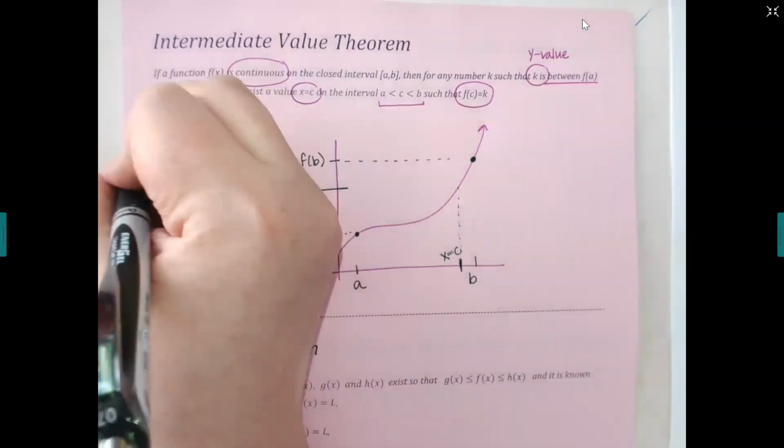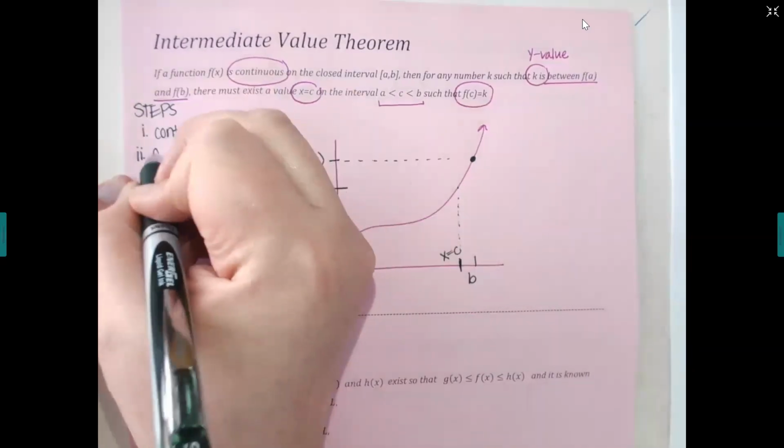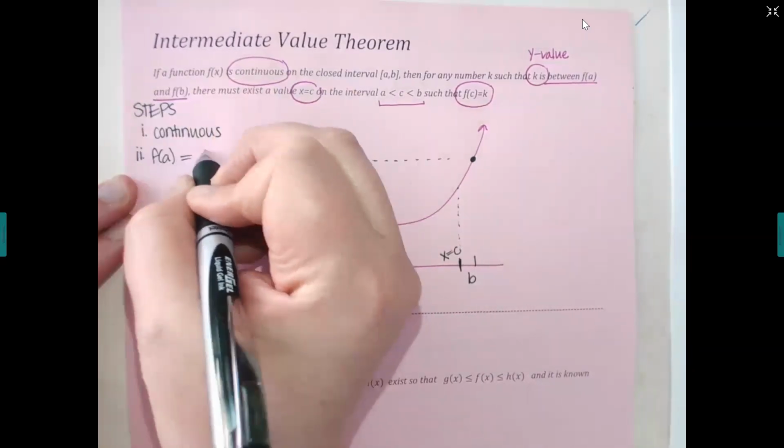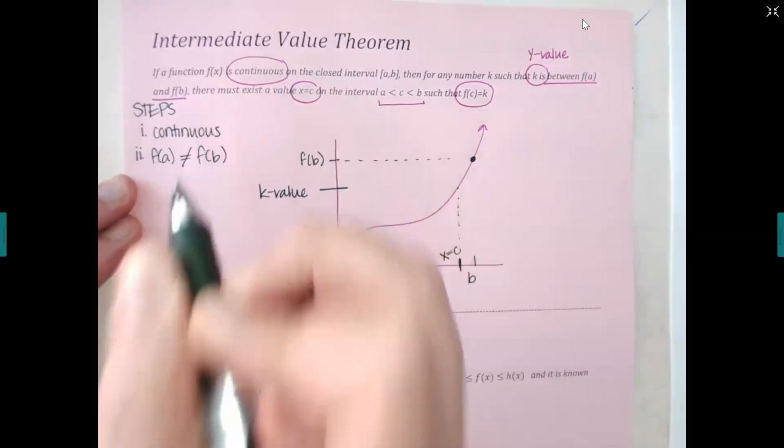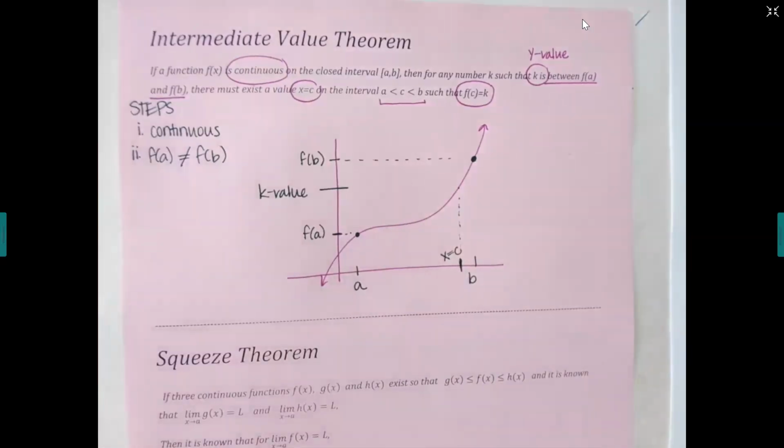Step number 2 is that you are going to find f of A and f of B. Remember, those are Y values, and they cannot equal each other. So I'm going to find my first Y value, find my last Y value, and they can't come out to be the same. Here's why. Where is the Y value K supposed to be? It's supposed to be between them. And so if they come out the same, no number could ever be.